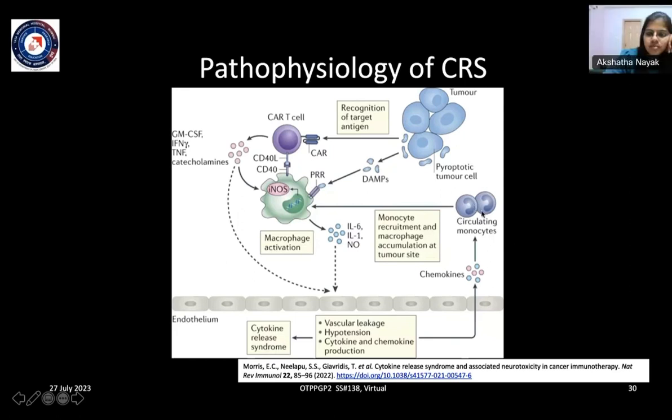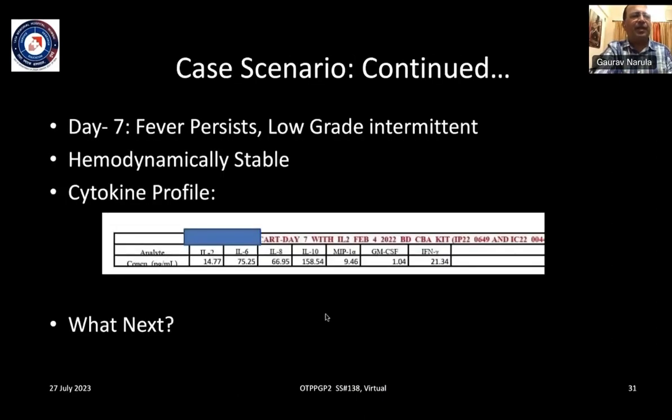So these chemokines also recruit the circulating monocytes, which puts us into a feedback kind of mechanism. And that leads to vascular leakage and hypotension, which are the classical features of CRS. As you are aware, these are also the classical features of sepsis. It's always difficult to make out which one is happening, and that's why we rely heavily on the cytokine markers and the cytokine profile.